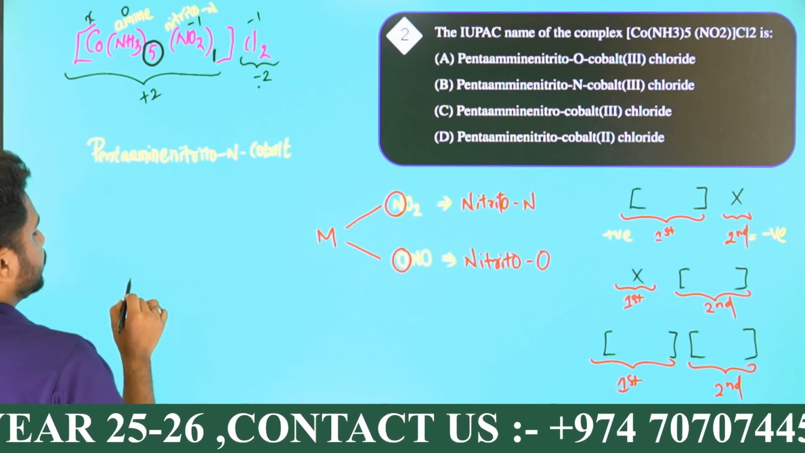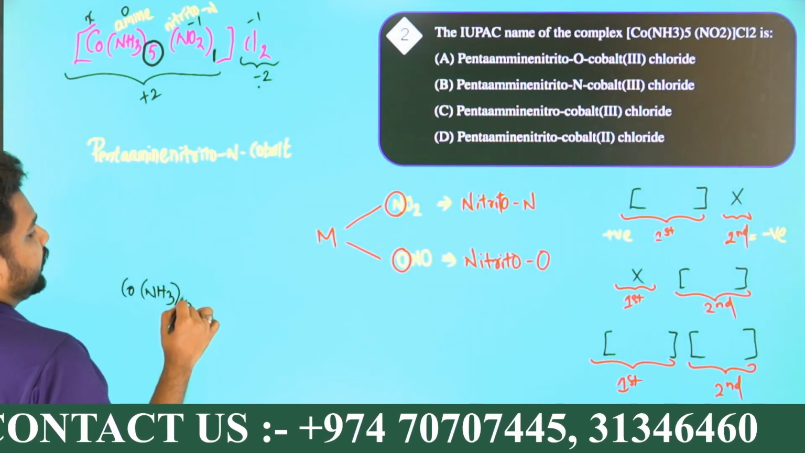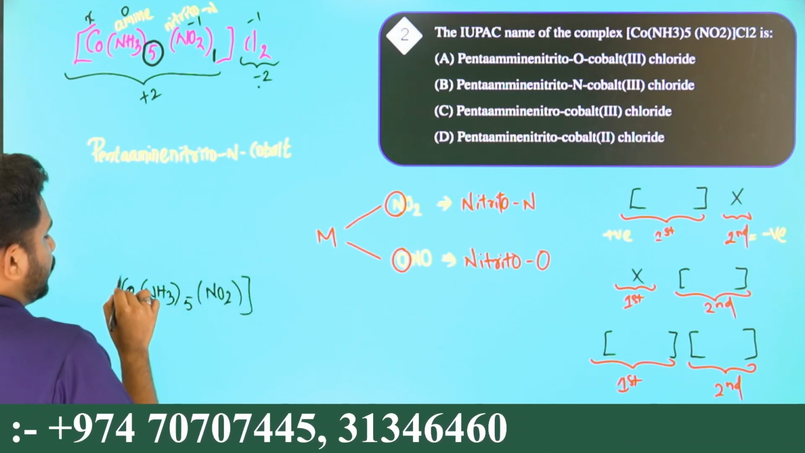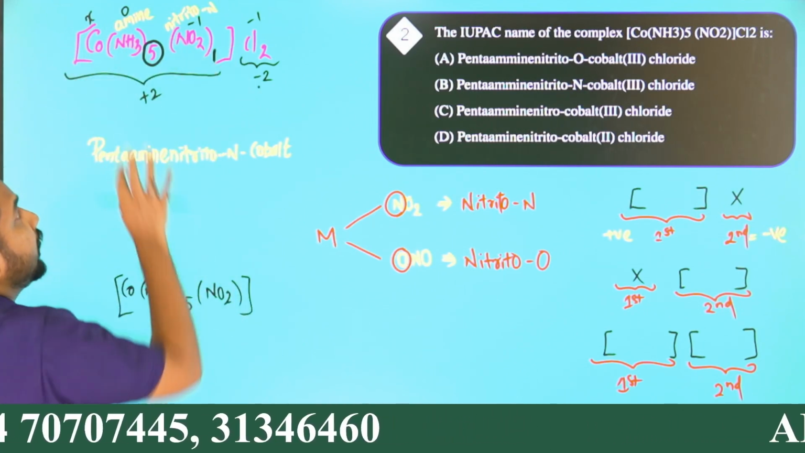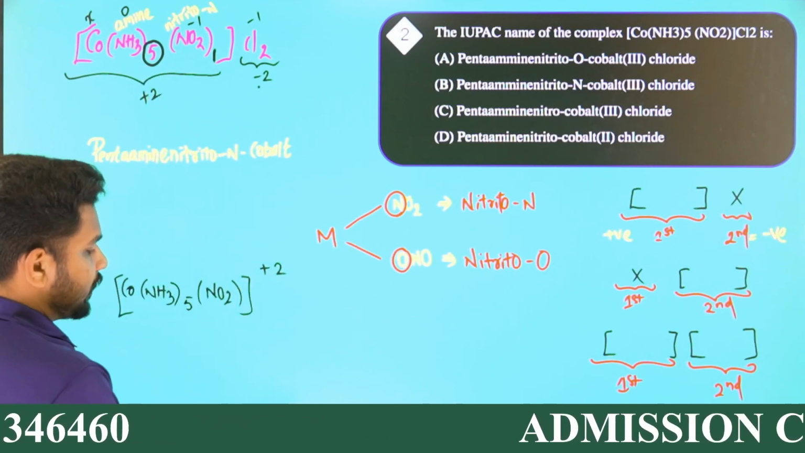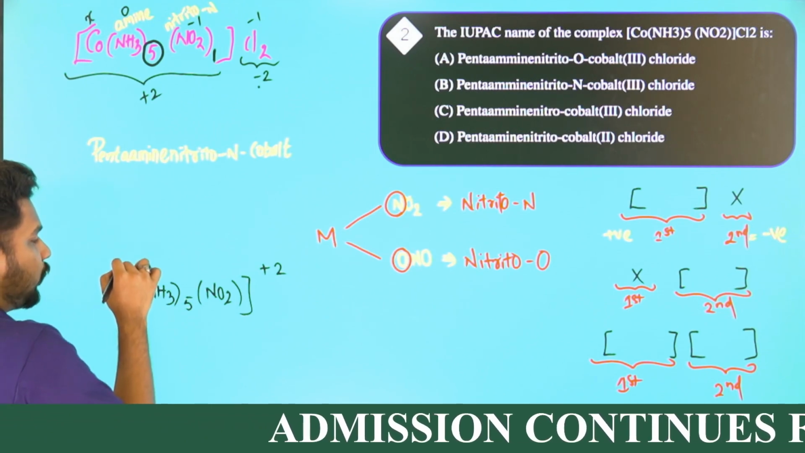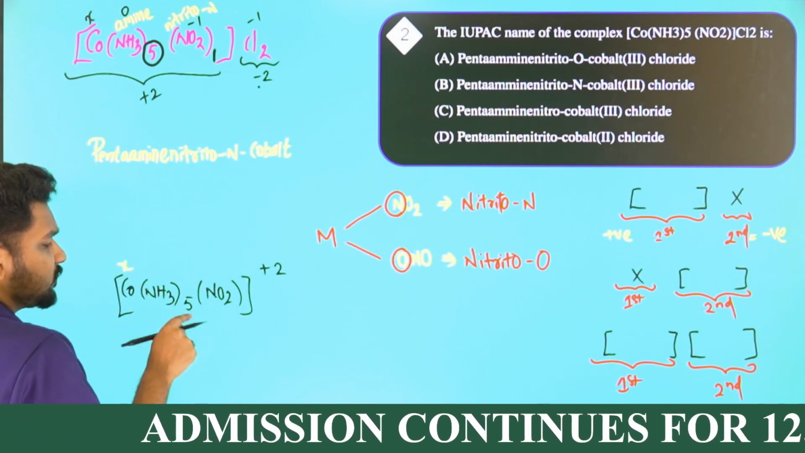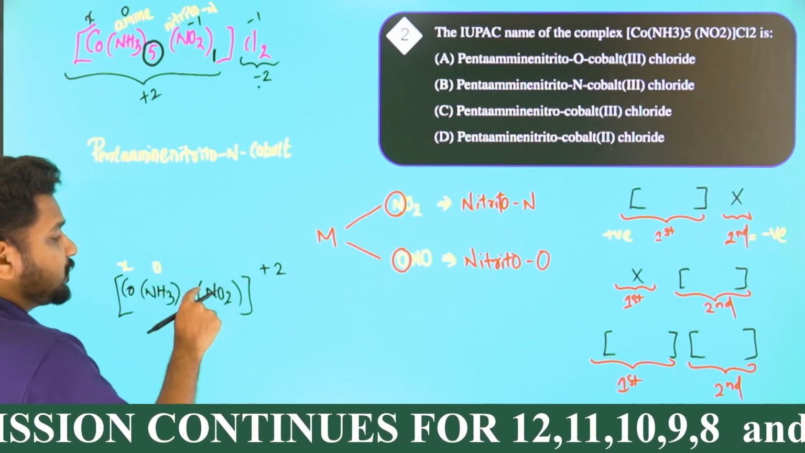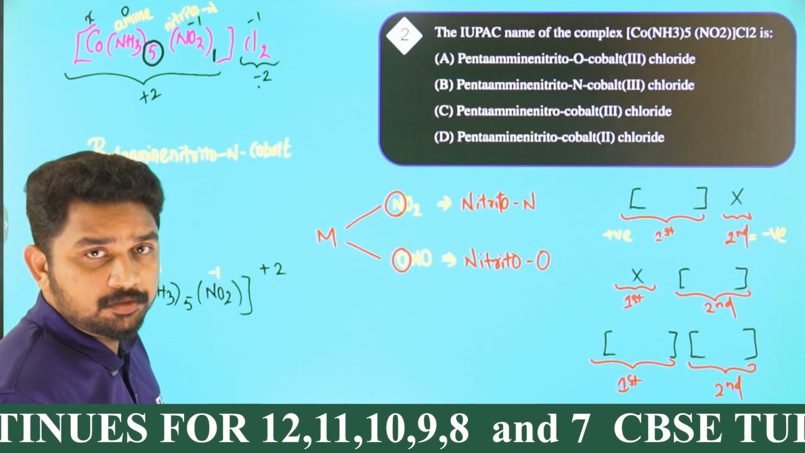The positive part is cobalt, NH3 5 times, NO2, and it has a +2 charge. Now you can easily find it. What is the oxidation state of cobalt? X. What is the oxidation state of NH3? 0. What is the oxidation state of NO2? It is -1. Understood? Yes.